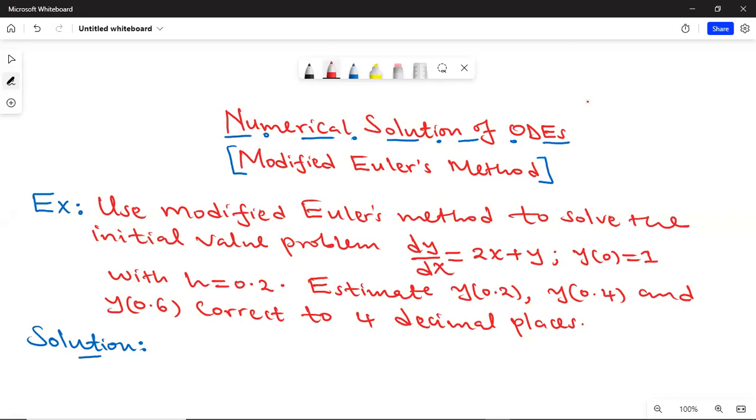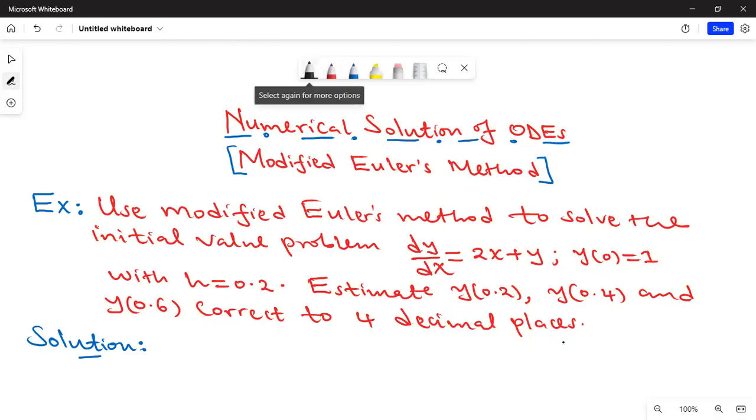Now we have this question. We are asked to use modified Euler's method to solve the initial value problem given by dy over dx equals 2x plus y, and the initial condition is that y of 0 equals 1. The step size is 0.2, that is h. Estimate the value of y of 0.2, y of 0.4, and y of 0.6 correct to 4 decimal places.